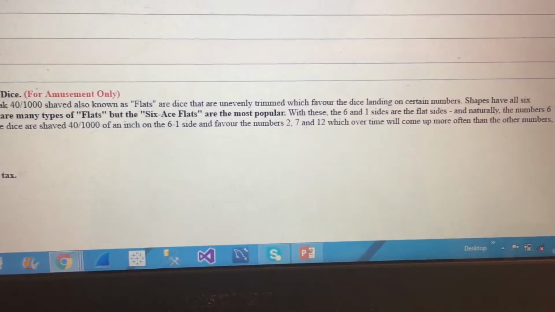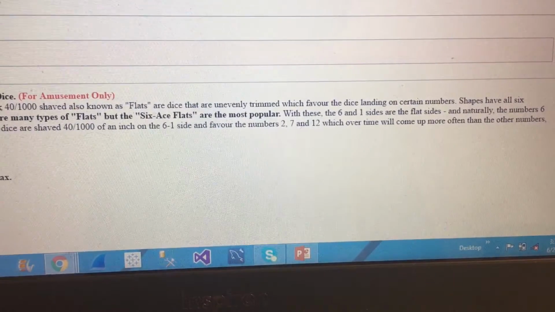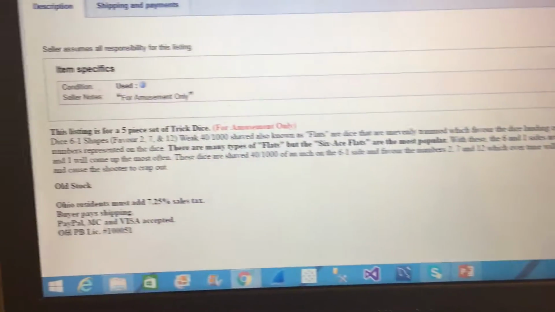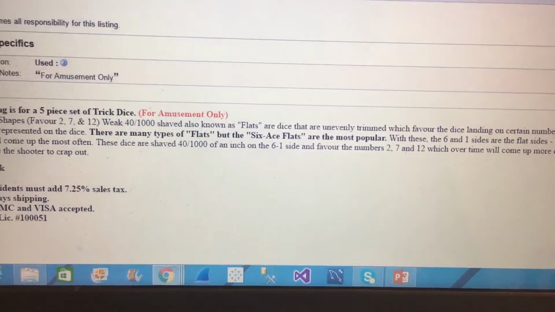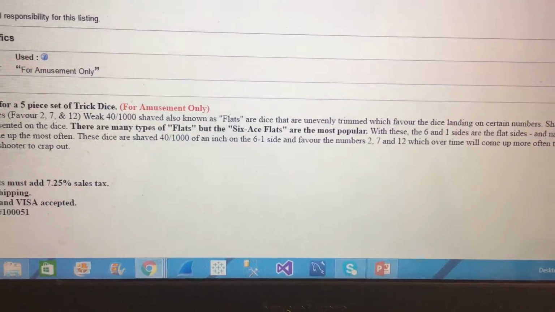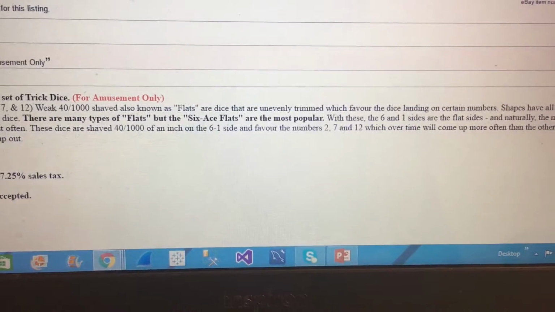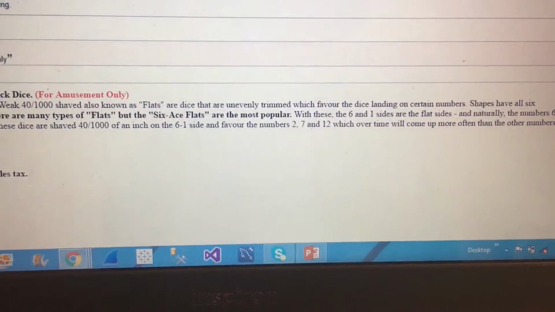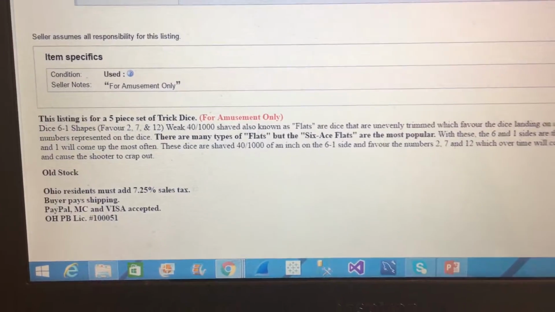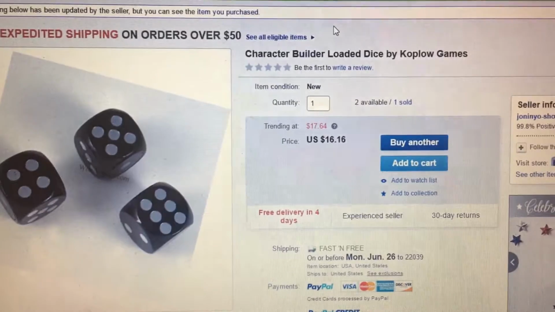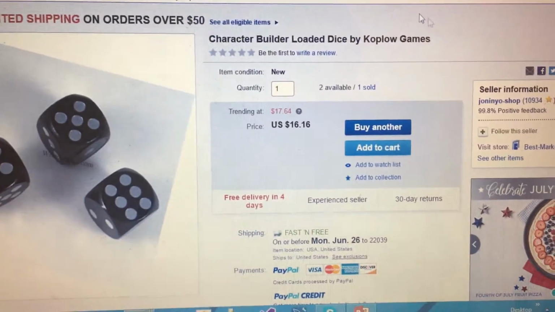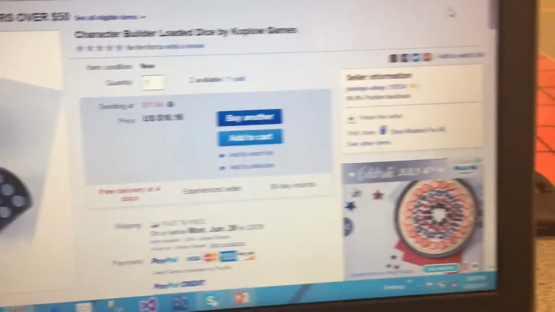With these, the 6 and 1 sides are the flat sides, and naturally the numbers 6 and 1 will come up the most often. These dice are shaved 40 over 1,000 of an inch, and on the 6-1 side, the favorite numbers are 2, 7, and 12, which over time will come up more often than the other numbers and cause the shooter to crap out. So for the black ones, these are character building loaded dice by Caught Below Games.